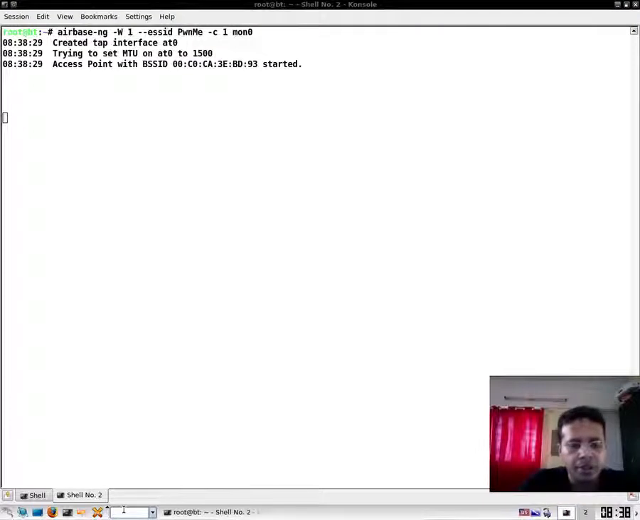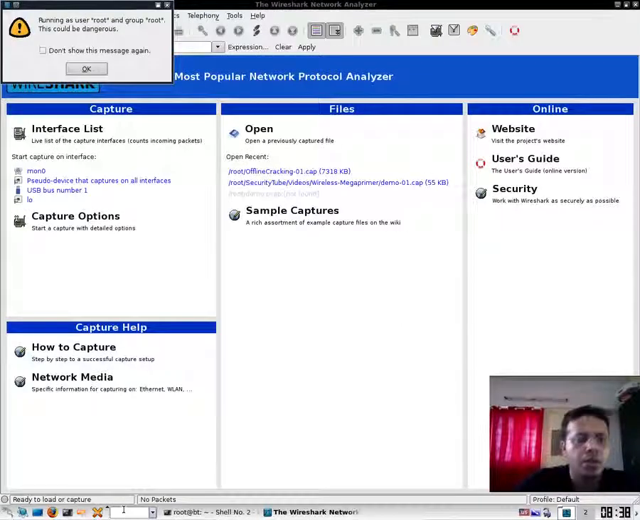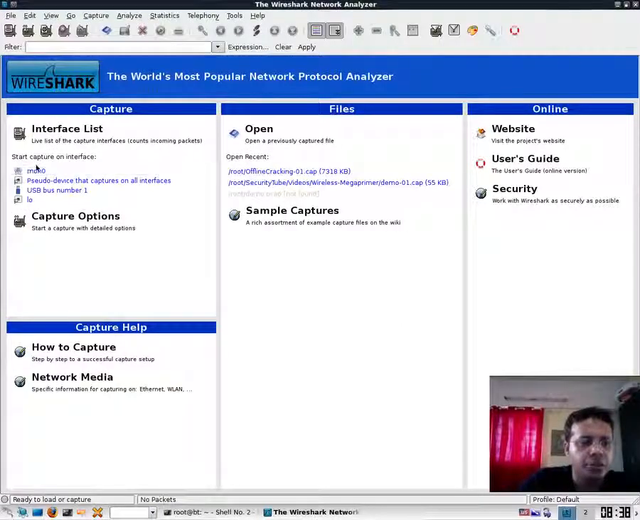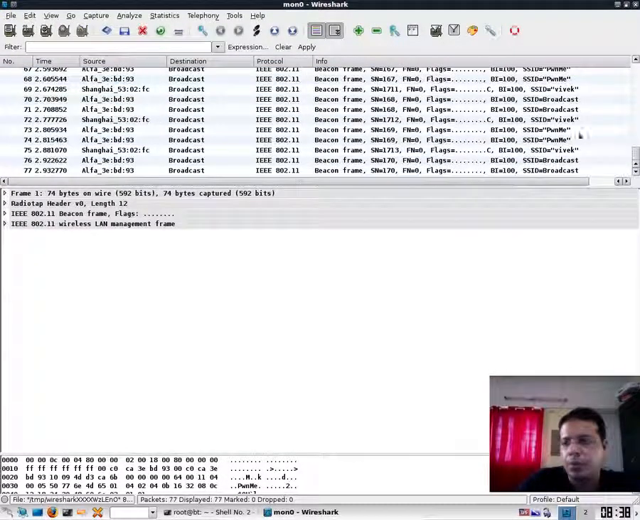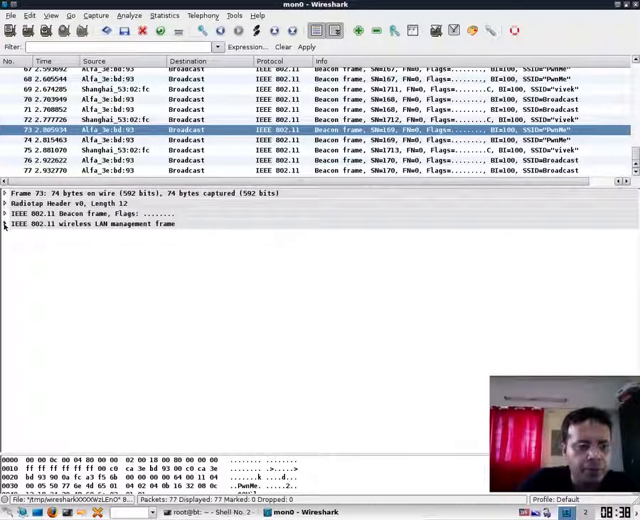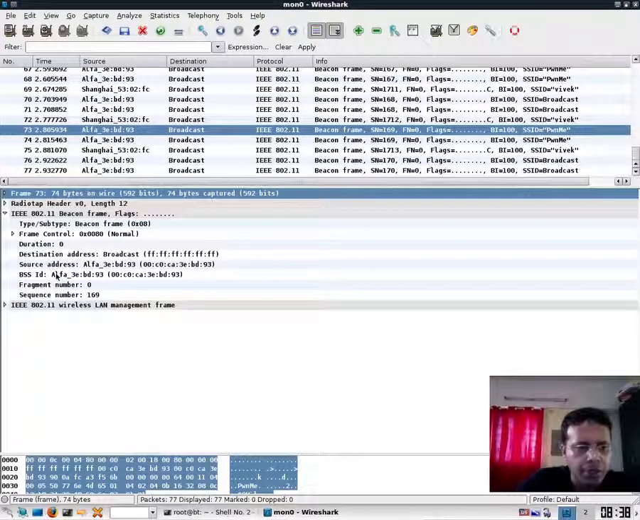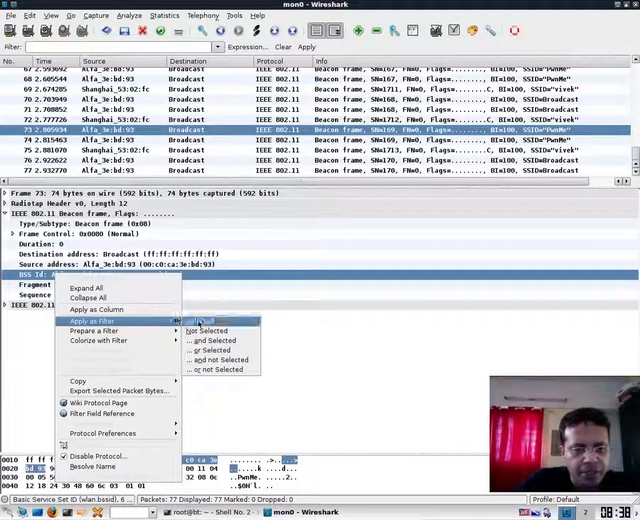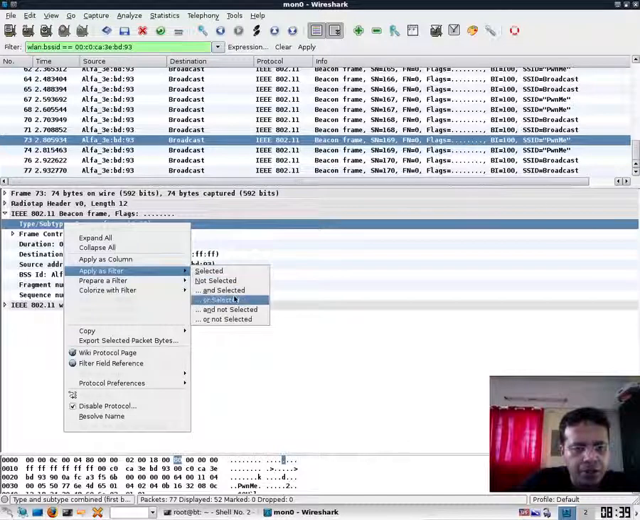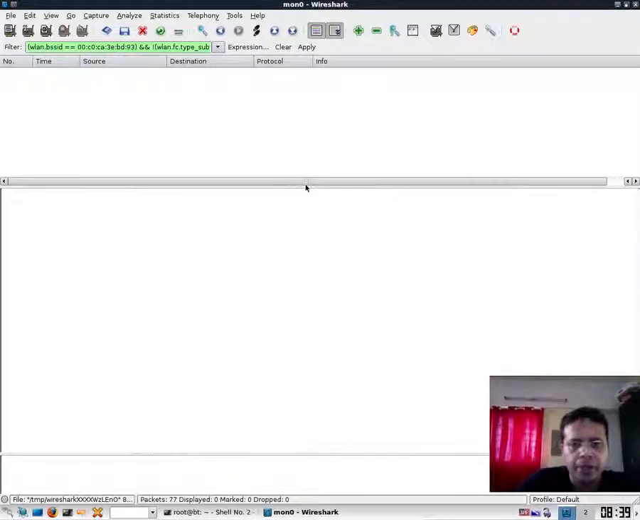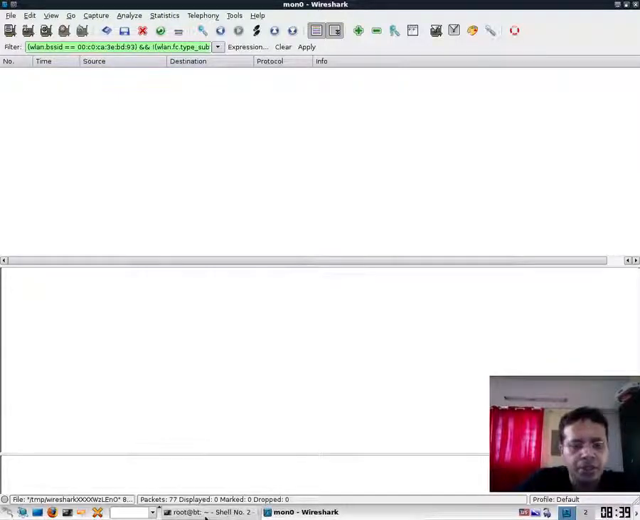Before I start my client once again, let me open up Wireshark and start sniffing on the mon0 interface. We already see a lot of beacon frames for PwnMe. Now what we can do is apply a filter for the BSSID, and we really are not interested in beacon frames, right? Now let me go ahead and start the client once again.